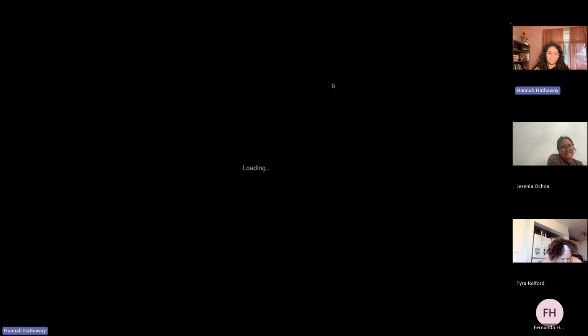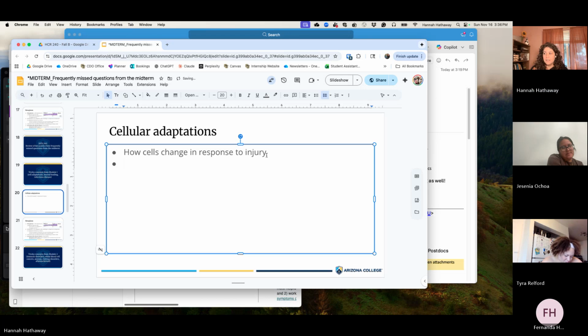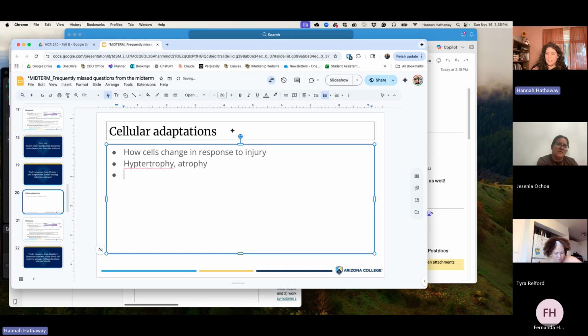So remember, cellular adaptations are all the different ways that cells respond to injury. We learned about hypertrophy and atrophy, which are opposites. Hypertrophy is cells get larger in size, atrophy, they get smaller in size. Then we learned about hyperplasia, which is more cells. And then metaplasia, which is when a cell type changes to a different cell type. Dysplasia, the cells are kind of funky; they have abnormal morphology. And then neoplasia, which is essentially cancer.